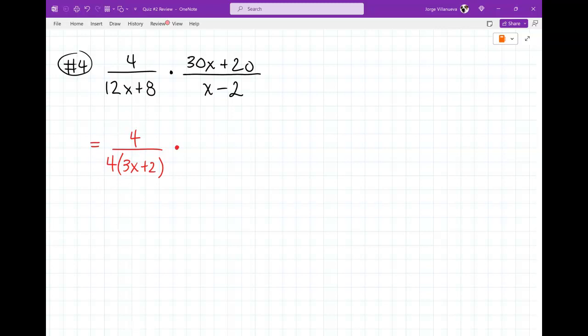All right. Top right side, 30x plus 20. What do they have in common? A 10. So let me take a 10 out. This will give me a 3x plus 2 inside of the parenthesis. And then on the bottom, I have an x minus 2. Now notice it's not a monomial. That's a binomial. So whenever it's a binomial, you've got to ask yourself the same questions. What do they have in common? Do they have anything in common in x minus 2, besides the 1?